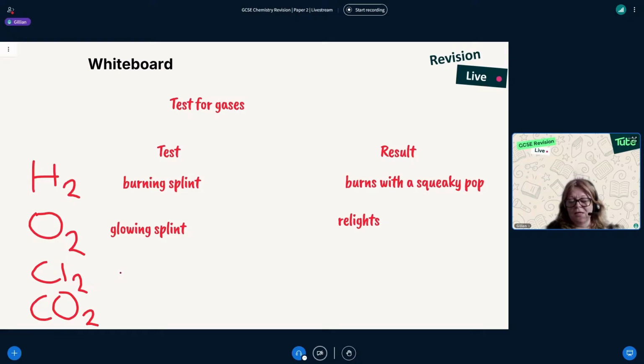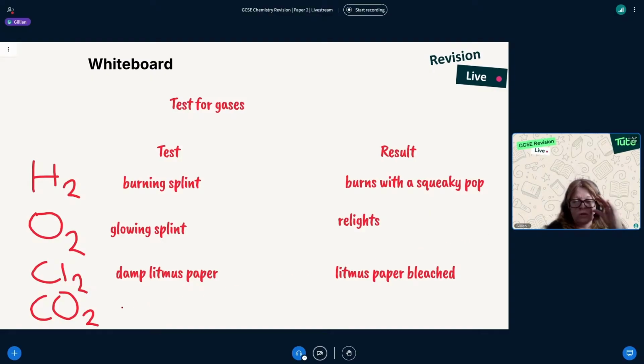So what is the test then for chlorine gas? You need to use damp litmus paper. Okay, so a little piece of litmus paper that's damp, so you put some water on the end of it. And what happens if chlorine gas is present, that litmus paper is bleached. And what that means is that it turns white.